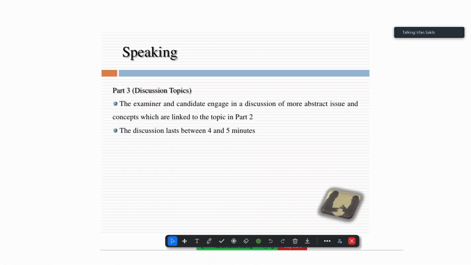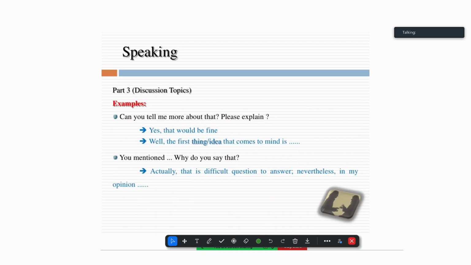Number three. Part three is an extension of part two. So whatever topic you spoke about in part two, there will be an extension in part three. There will be further questions based on your answers in part two. And this will last for about 4 to 5 minutes. So these are the types of questions that you will get.